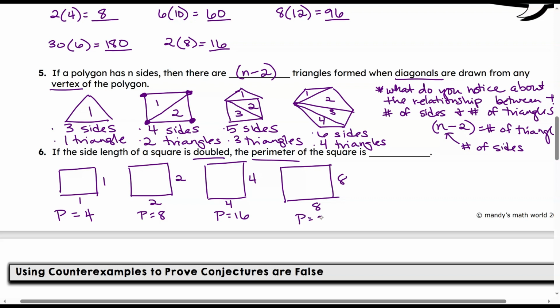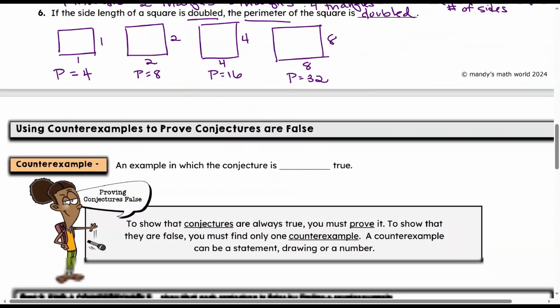It's 32. So what do you notice? If the side length of a square is doubled, what's the pattern? It's also doubled, right? 4 doubled is 8. I double 8, I get 16. I double 16, I get 32. So that's my conjecture. I completed it. If the side length of a square is doubled, the perimeter of the square is doubled.